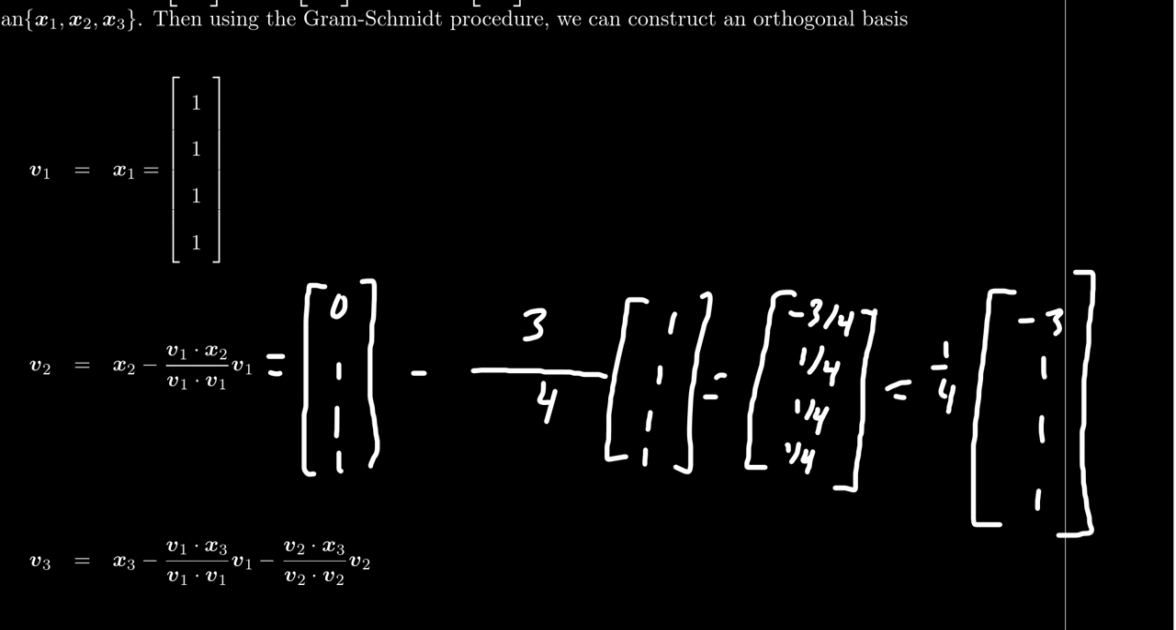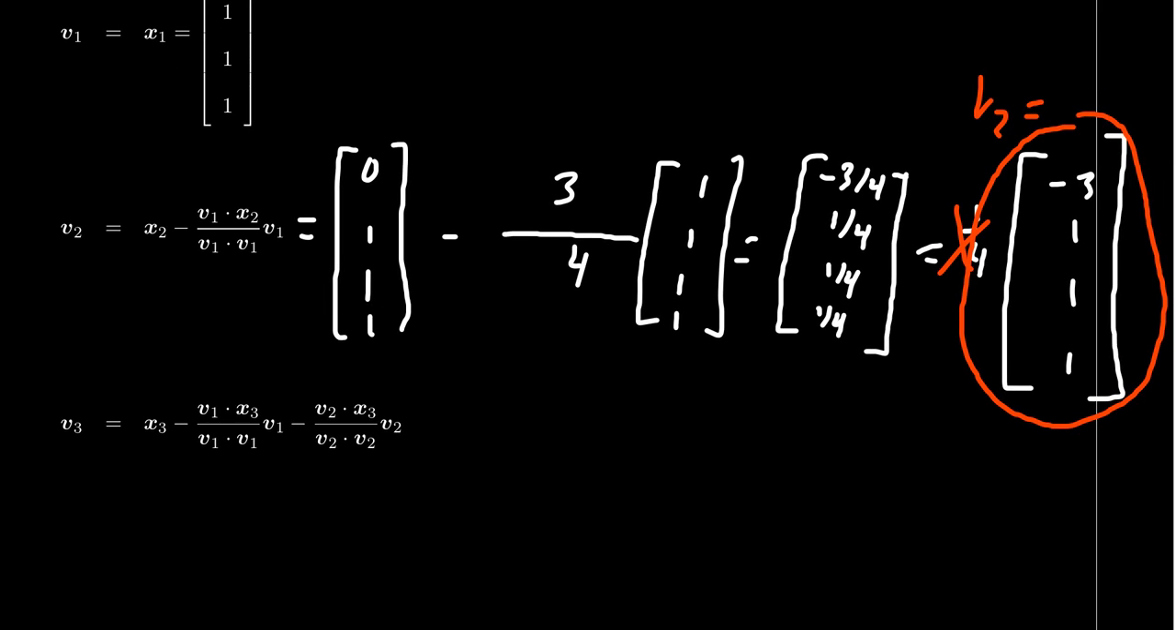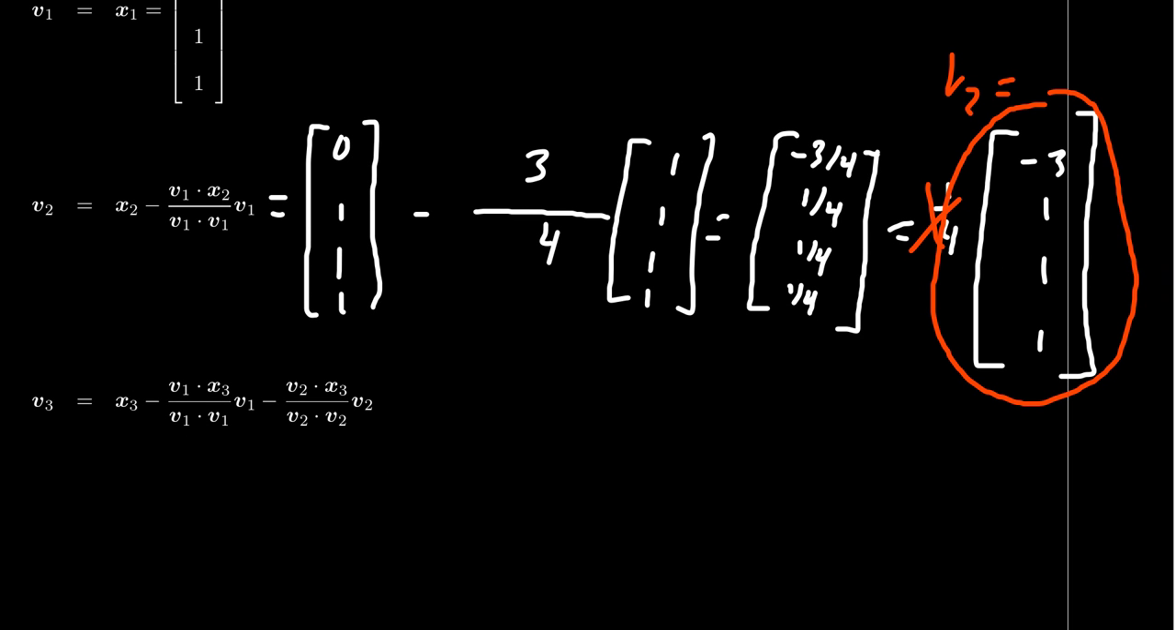And as scalar multiples don't change the span whatsoever, we actually could get rid of the 1 fourth and just take v2 to be this vector right here. We're going to normalize all these vectors in the end, so it doesn't really matter what scalar multiple you do. If you prefer the integers, that's perfectly fine. I do too. I'm not afraid of them. But I think integer arithmetic is a little bit easier than working with fractions. So we're going to use negative 3, 1, 1, 1 for our v2.